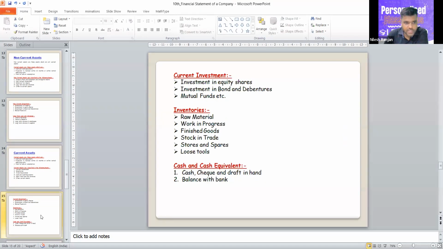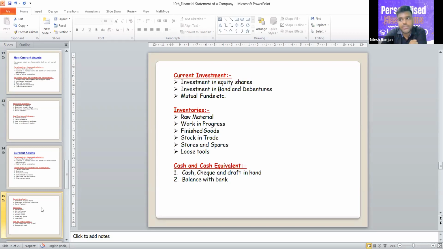Now, if we see the classification of current assets, first is current investment: investment in equity shares, bonds and debentures, mutual funds. Any type of investment which will be realized within the short term is current investment. Current investment is generally trade investment. There are some exceptions where current investment is non-trade, but generally it is trade investment. I told you there are two types of investment, trade and non-trade. Do you remember this? Yes, sir.